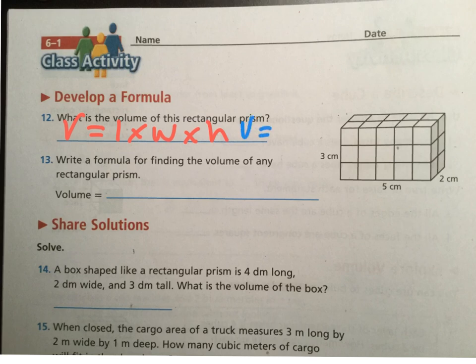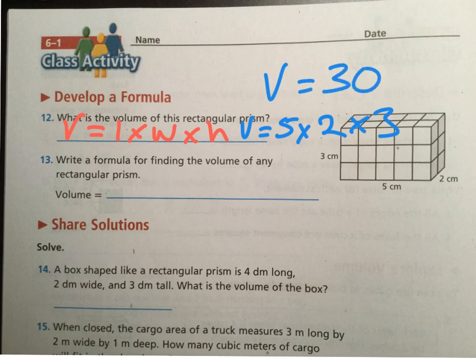Okay? And in this case, volume is equal to length 5 times the width 2 times the height 3. What is the volume of this prism? Well, 5 times 2 is 10, and 10 times 3 is 30, so the volume is equal to 30 centimeters, because this is in centimeters, and now just like area we did squared, but in volume we do cubed, because we're talking about 3 dimensions. Okay, length times width times height.